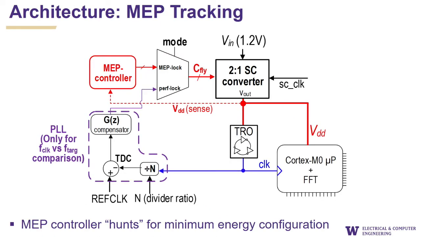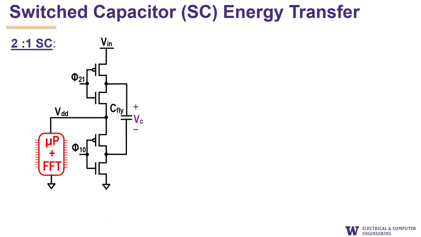and when the system needs to operate at minimum energy, then you've got this MEP controller, minimum energy point controller, that says, no, don't run in performance lock. It hijacks the regulator control, and it dials in different target voltages and evaluates their energies so that it figures out what the voltage is that corresponds to minimum energy. Okay? So how does it figure out what the minimum energy is?